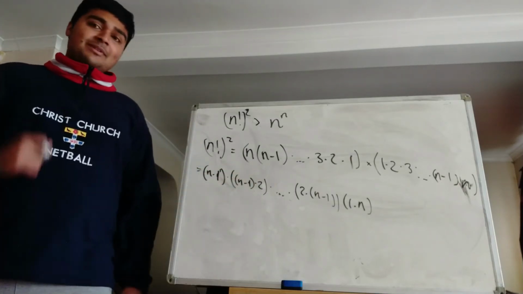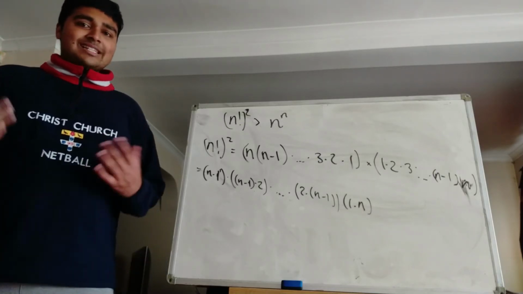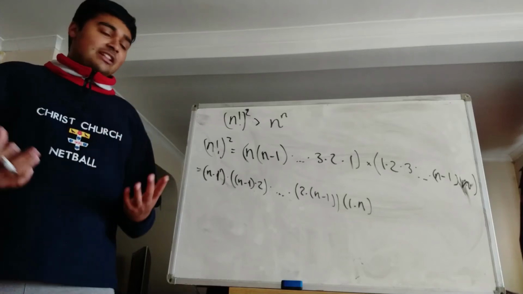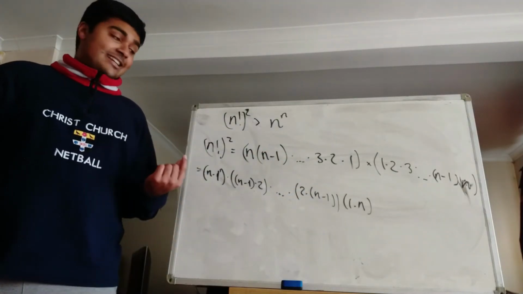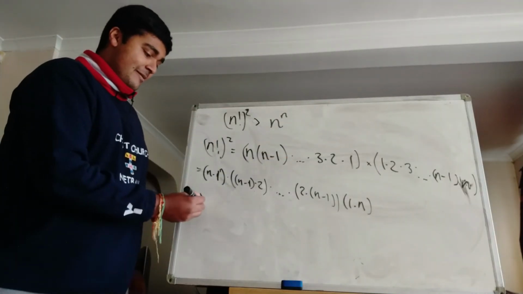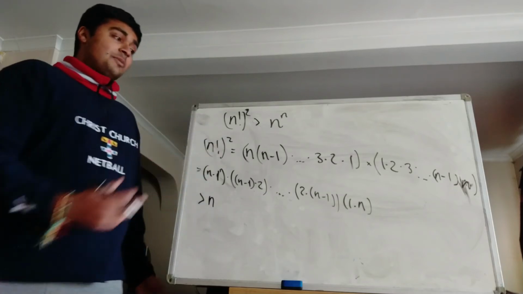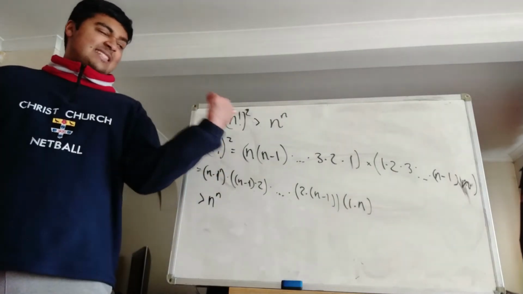Similarly, the next term is going to be n minus 2 times 3, and of course that's going to be bigger than n for sufficiently large n, and so on. So all of these terms here are going to be bigger than n. Well, how many terms do we have here? Well, we have n of them, so this guy here is going to be bigger than n multiplied by itself n times, so n to the n, like so. And that's why we get this inequality here.